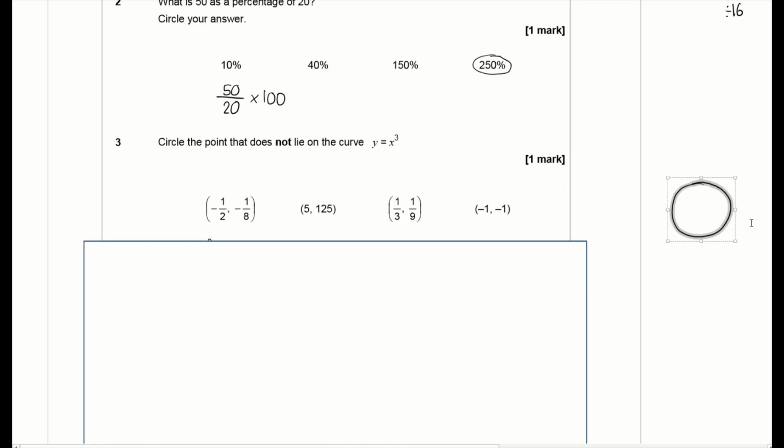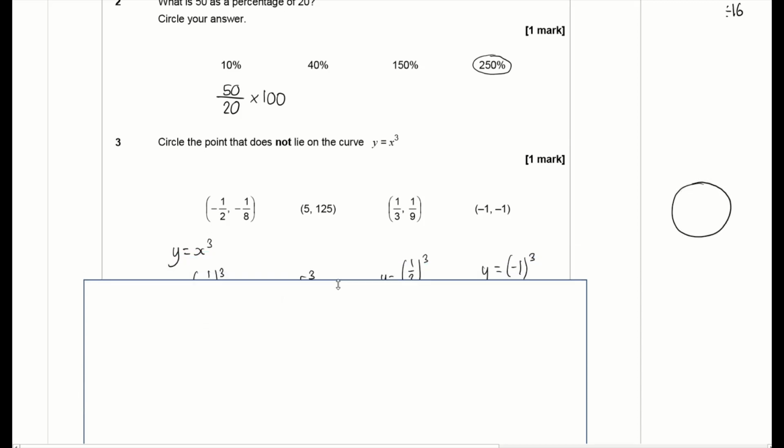Question 3. Circle the point that does not lie on the curve y equals x cubed. Now an equation of a curve or a line is just defining a pair of coordinates, such that if you substitute a value of x into the equation, it will generate a value of y. Any point that lies on this particular curve must satisfy both the x and y requirements. So when you substitute a value of x in and cube it, it must generate the correct corresponding value of y. For each of these four coordinates, what you've got to do is check them individually.